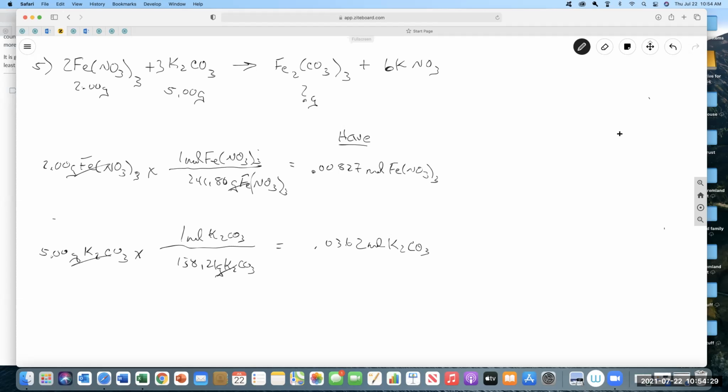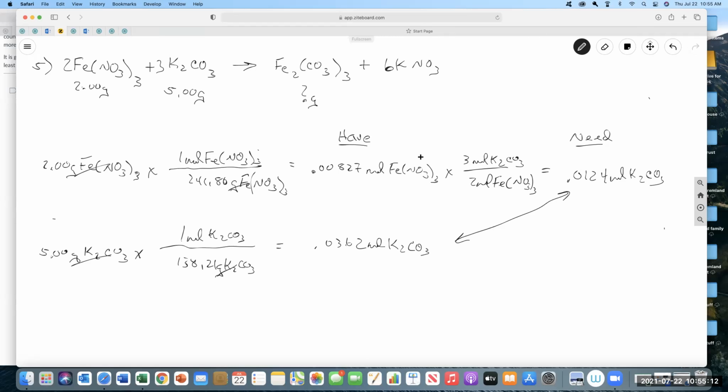Now, what I have to do is I pick one arbitrarily, it doesn't matter which, and I find out how many moles of the other I'm gonna need. So from the balanced equation, I know I'm gonna need 3 moles of K2CO3 for every 2 moles of the iron. And so 0.00827 times 3 divided by 2 is 0.0124 moles of K2CO3.